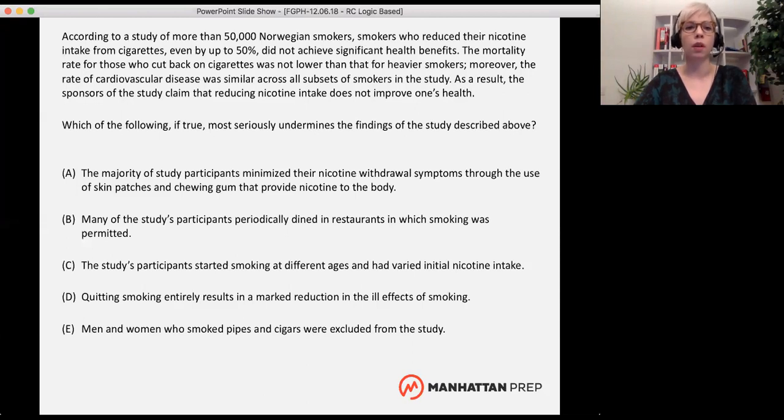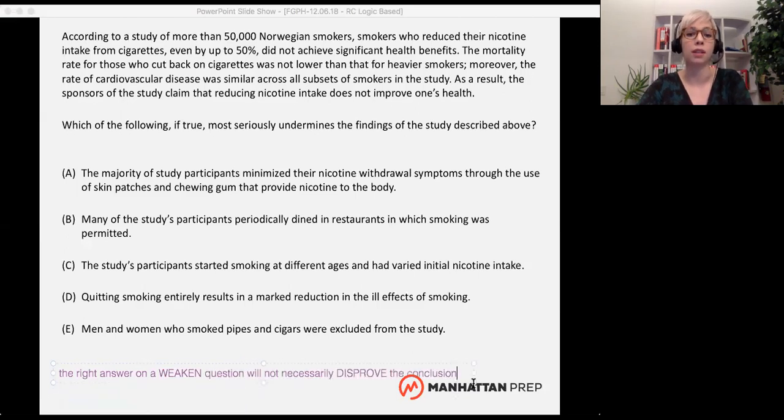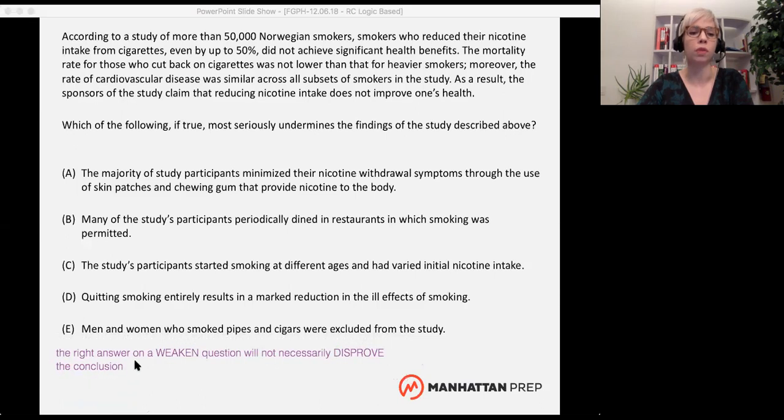So something important that I want to point out about weaken and strengthen questions. When we are looking for an answer on a weaken question, the right answer will not necessarily disprove the conclusion. We're not looking to say, no, the author's totally wrong and it does improve your health. That's not the objective. What we're trying to do is disrupt the connection between premises and conclusion. Does that distinction make sense?